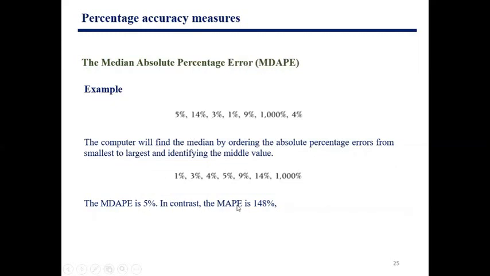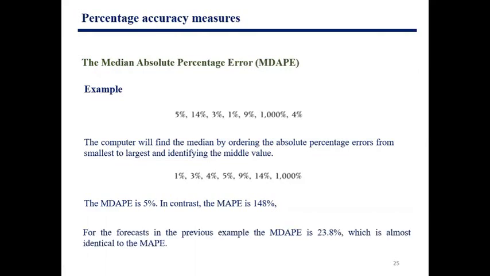In contrast, the mean absolute percentage error, the measure I presented before, is 148%. Yeah, this is very bad. When you have this value, it means that your accuracy is very bad. But here, this measure is biased by just the 1000. So yeah, we have to be careful. If we apply the median absolute percentage error to the example I presented before, we will have 23.8%, which is similar to the mean absolute percentage error.